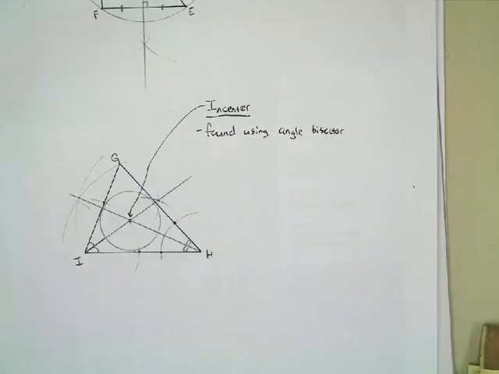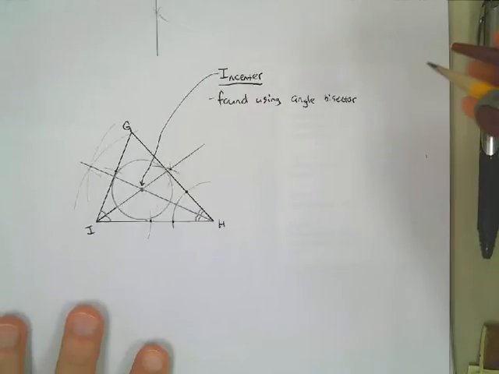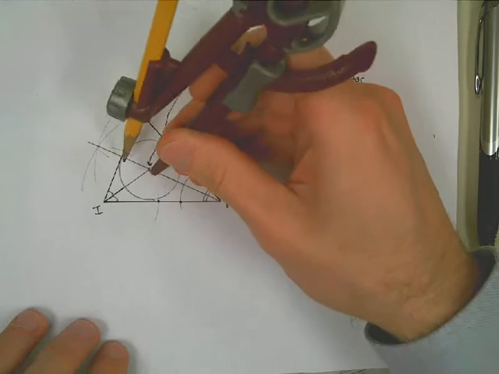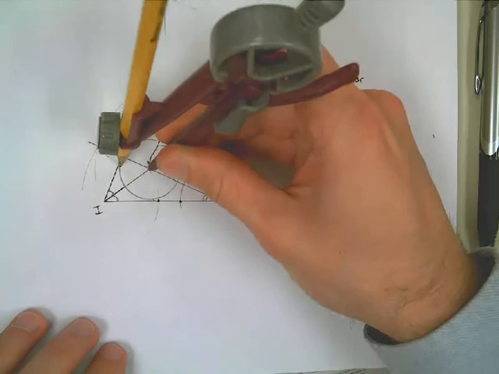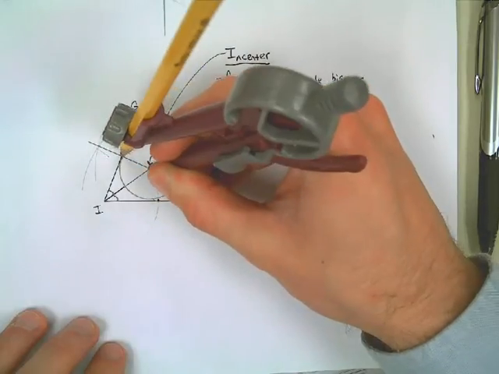Can you repeat the circle part? So again, real quick here, point of the compass on the incenter. The incenter is equidistant from the sides, so you open your compass up so that it just barely touches one of the sides of your triangle, and then you do your circle.